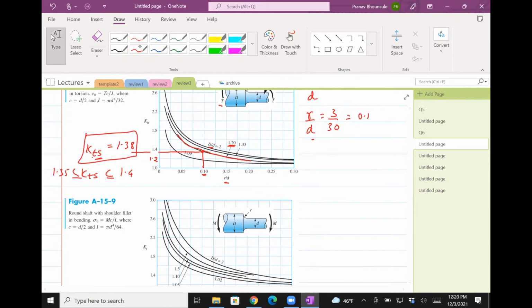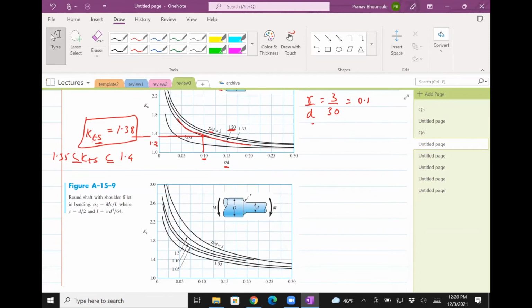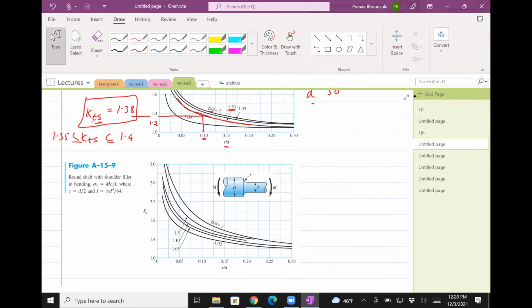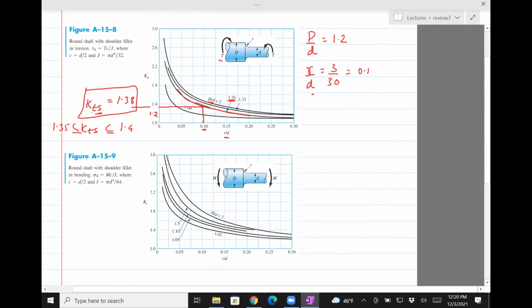Now let's find it for this geometry. Here again, D divided by d is the same, it's 1.2. So this is the 1.5 line. This is the 1.2 line. There's no 1.2, there's 1.1. And then 0.1 is here.